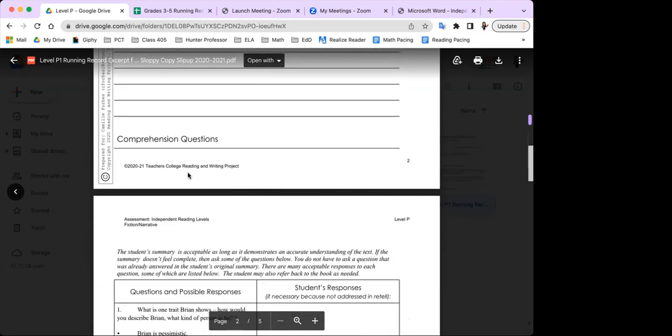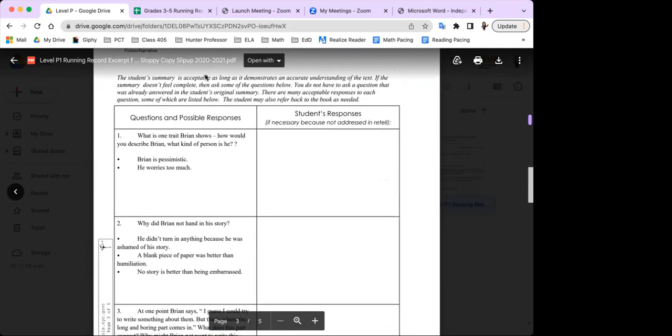Then after that, you ask the questions. There are two questions that are directly in the text, which are called explicit questions, and two questions that are based off their own ideas. Then I would ask the question and write a check or an X to see if the child got it right.